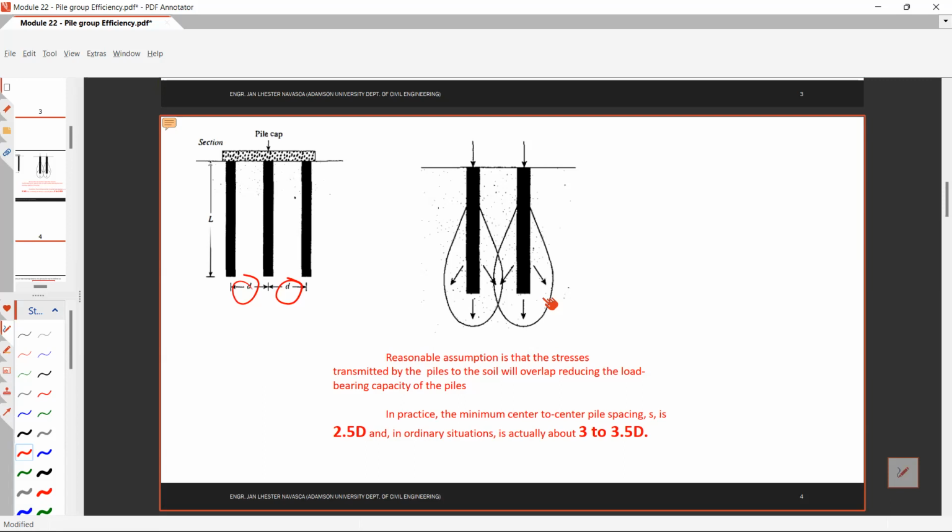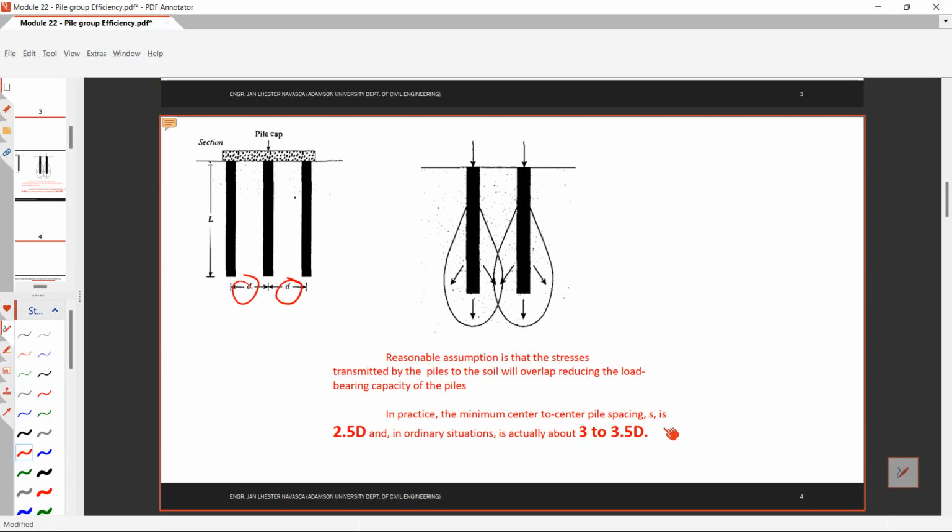Okay? So, para bagang when you are waiting in the line, di ba? Pag nag-wait ka sa line, kapag masyado kayong maraming tao, hindi kayo makakausad dun sa pila, sa linya nyo. Pero kapag smooth lang yung flow nyo, mas madali kayong matatapos lahat. Okay, so in practice, the minimum center to center pile spacing is 2.5D, and in ordinary situation is actually about 3 to 3.5D.